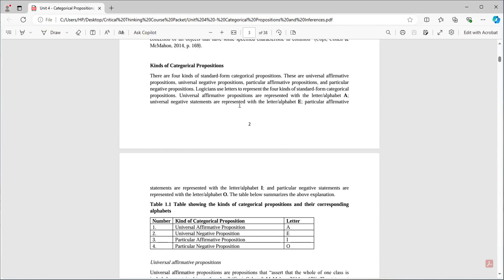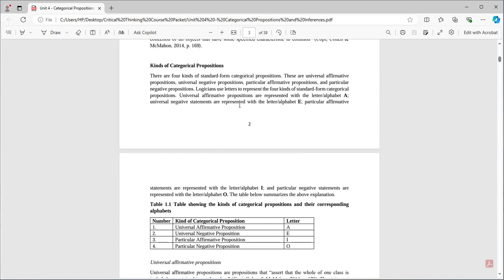And then the third one, particular affirmative proposition. It makes a claim that some members of the subject class are included in the predicate class. Some students are thieves. And then the fourth one, particular negative proposition. It makes a claim that some members of the subject class are not included in the predicate class. Some students are not thieves.